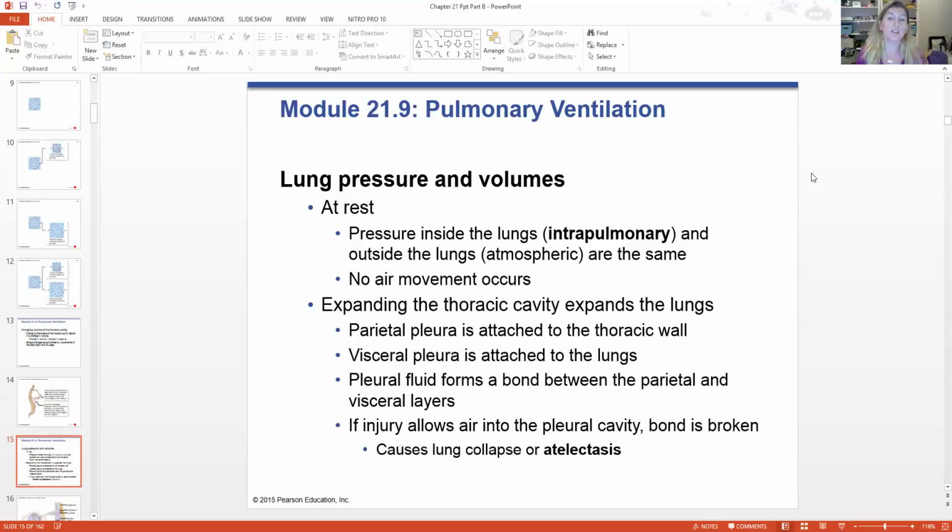So when you have an injury to our pleural cavity and that bond is broken, if you're literally injuring that pleural lining, you're creating a system where that change in pressure cannot exist. This is a lung collapse, or I can never say the word, atelectasis.